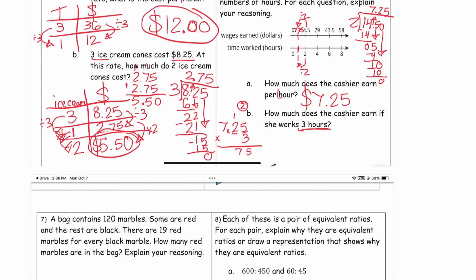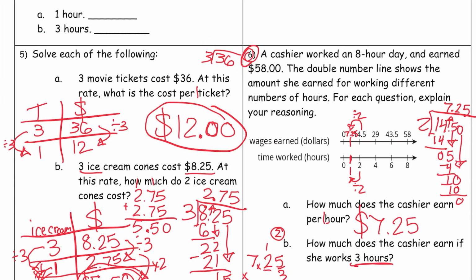So the iPad shut down on the previous video, so if you didn't quite get the answer on this, hopefully you can do it on your own at this point, but I'll just finish it. So 3 times 2 is 6, plus 1 is 7, and then 3 times 7 is 21. And then we know there's 2 numbers after the decimal, so I start on the right and move it 2 times. So for 3 hours, she should make $21.75.